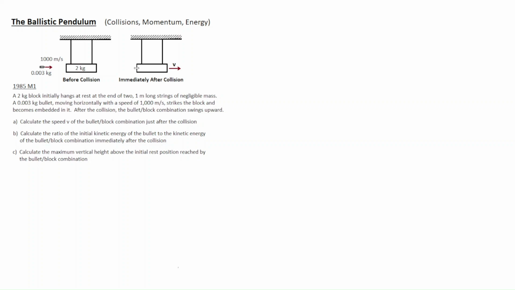Here we're looking at the ballistic pendulum. This is a question from a 1985 AP Physics exam. We're dealing with a bullet flying to the right. It's going to hit and stick to this hanging block, and then the bullet and block will first move to the right, and then will swing up to some new height.